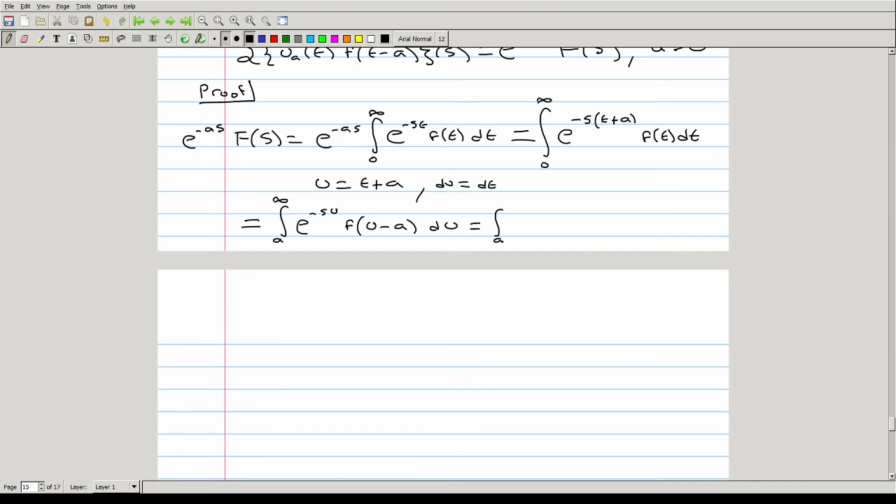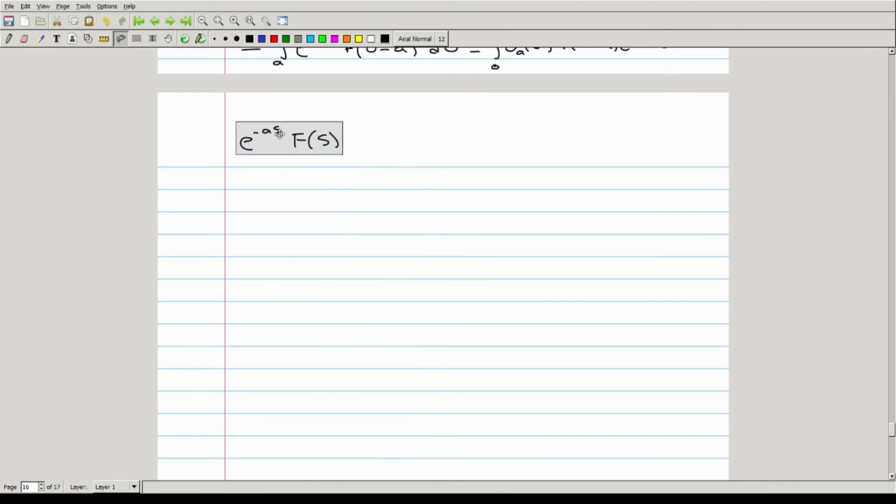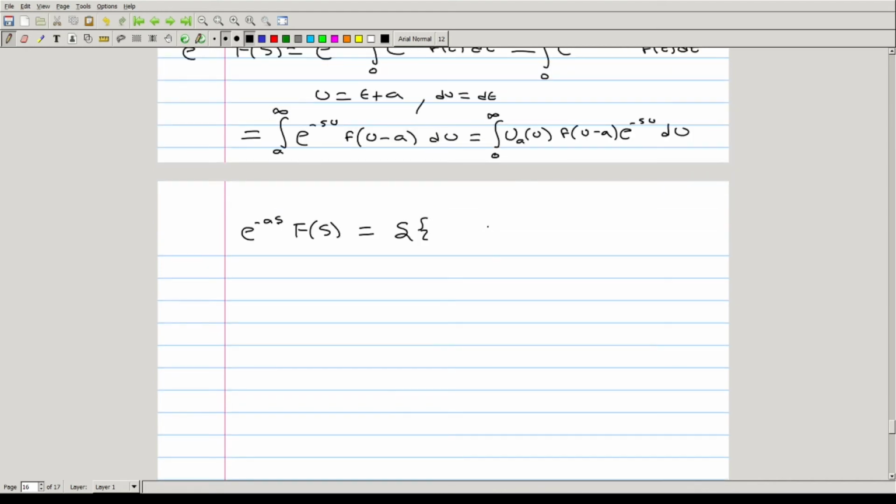which is the same thing as the integral from 0 to infinity of the step function ua of u times f of u minus a times e to the negative s times u du, which is the exact definition of the Laplace transform of the function ua of t times f of t minus a.